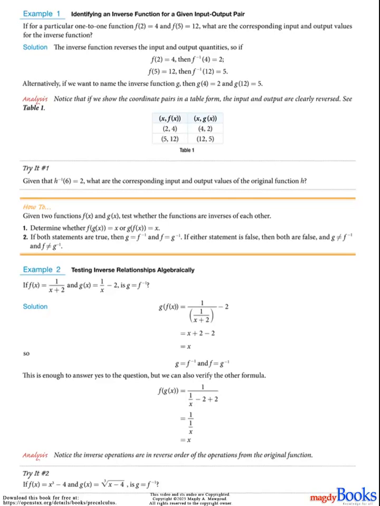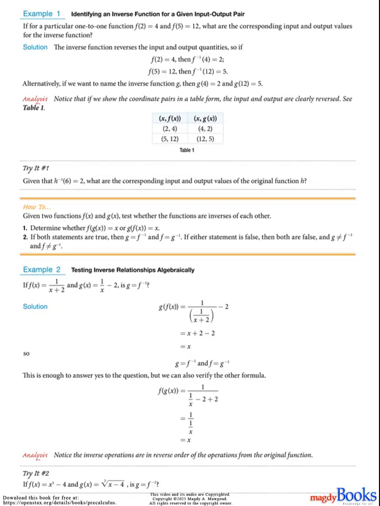Example 1. Identifying an inverse function for a given input-output pair. If for a particular one-to-one function f of 2 equals 4 and f of 5 equals 12, what are the corresponding input and output values for the inverse function? Solution. The inverse function reverses the input and output quantities, so if f of 2 equals 4, then f inverse of 4 equals 2. If f of 5 equals 12, then f inverse of 12 equals 5.